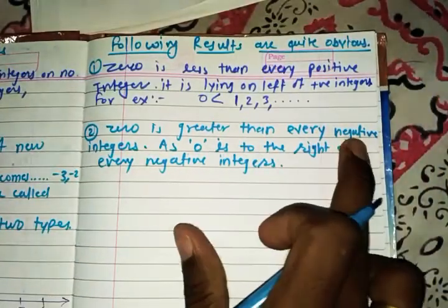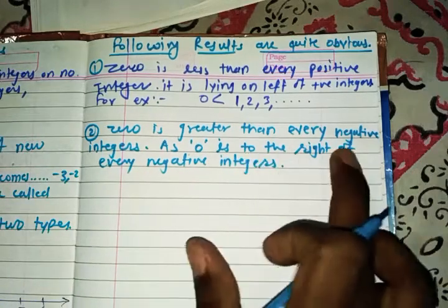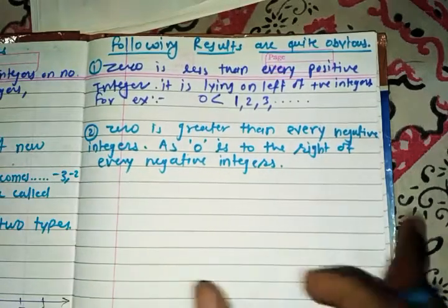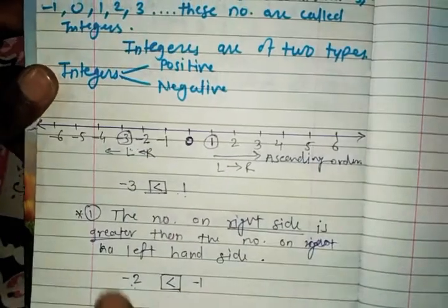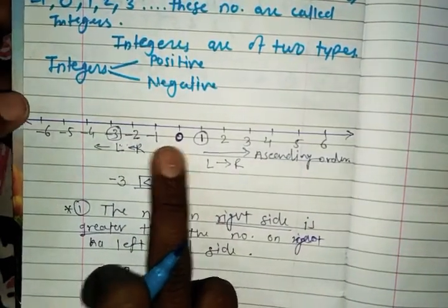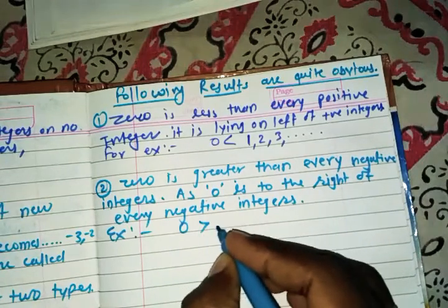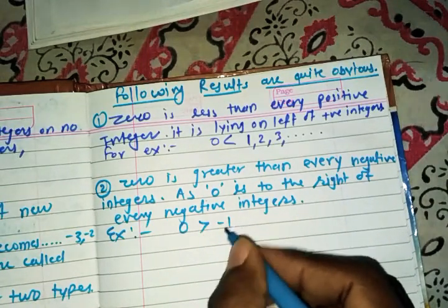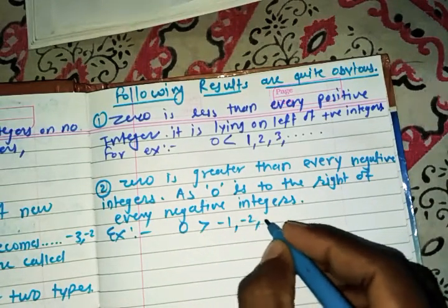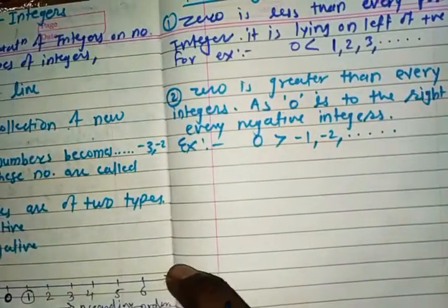Now the next result is: 0 is greater than every negative integer. Why? Because 0 is to the right of every negative integer. As we have seen on the number line, 0 is lying on the right of every negative integer. Hence 0 is greater than every negative integer, -1, -2, and so on. So that is most important.